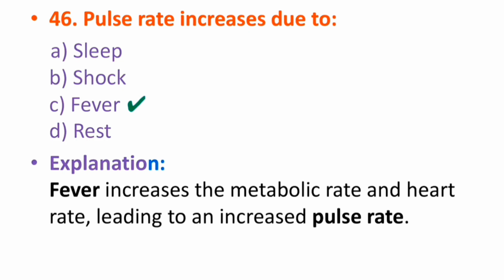Pulse rate increases due to: option A, sleep; option B, shock; option C, fever; option D, rest. The correct answer is option C, fever. Fever increases the metabolic rate and heart rate, leading to an increased pulse rate. Pulse rate increases due to fever.